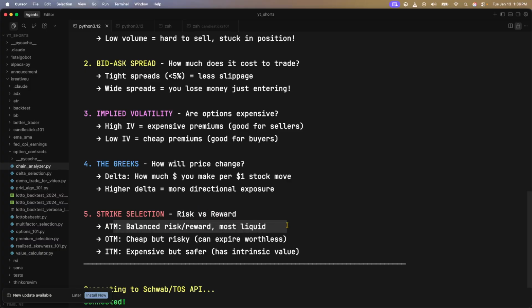ATM is going to be the balance of risk reward, the most liquid. OTM is going to be your lottery tickets, right? It's going to be cheap but risky and can also expire worthless. And then ITM, or in the money, are going to be expensive. These are dollar for dollar movements because what? They have intrinsic value. So intrinsic value is here, intrinsic value is here, but there's zero intrinsic value for OTM.